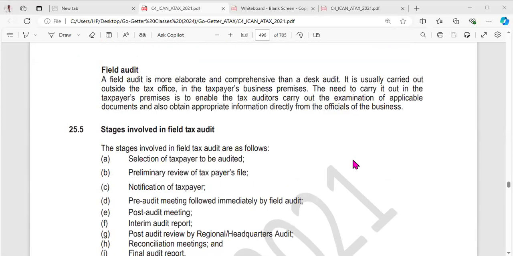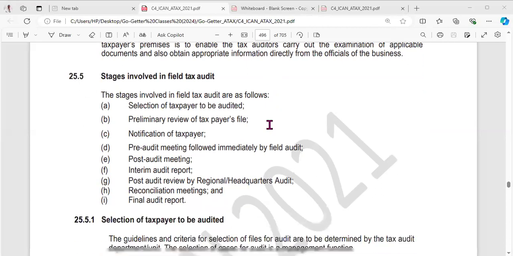A field audit is more elaborate and comprehensive than a desk audit, and it's usually carried out not in the tax office but in the taxpayer's business premises. So when the tax officers are coming to your office, they are coming to carry out a field audit. They need to carry out the audit on the taxpayer's premises to enable the tax auditors to examine applicable documents and to obtain information directly from the people who are doing the work in the business.